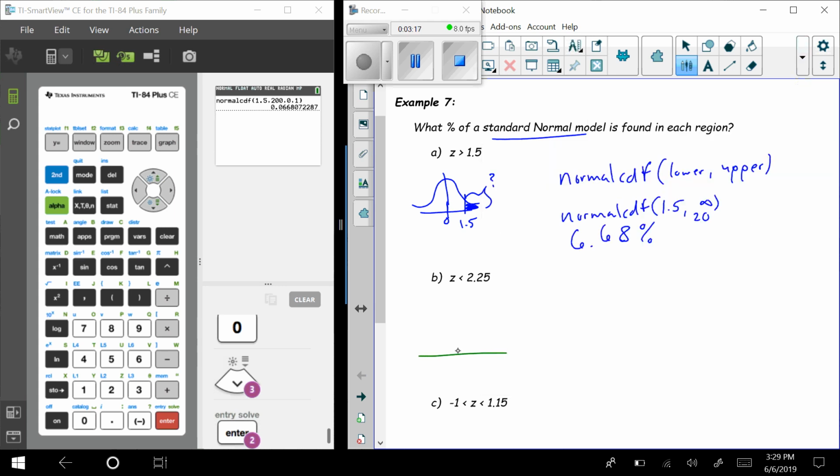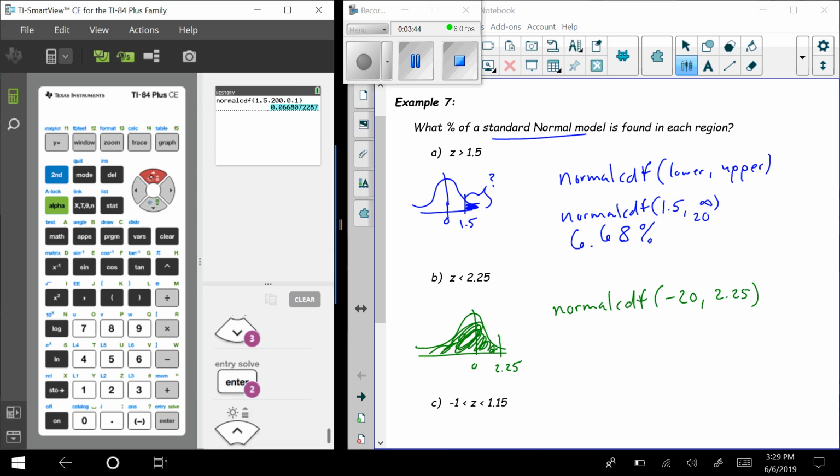So here again, always nice to draw a little curve. 0 because it's a z-score. I go to 2.25, that's somewhere up here. This time it's less than, so I get all of this area down here, right? I get all of that. Well, that's normal CDF, technically I go forever, so it's like negative 20 up till 2.25.